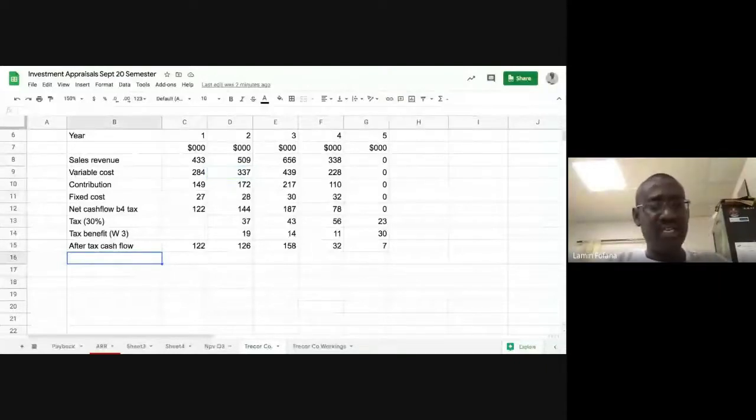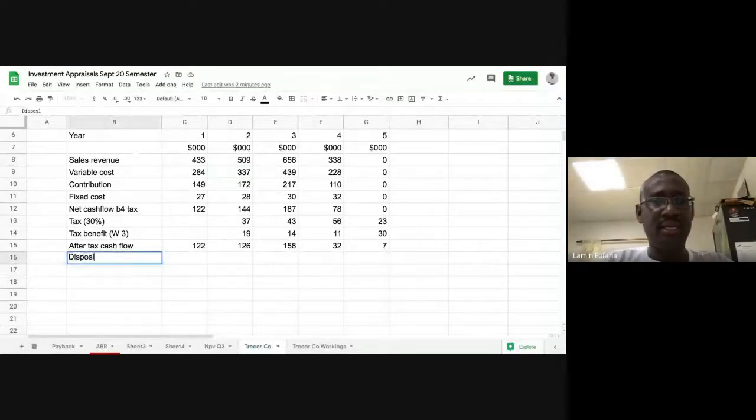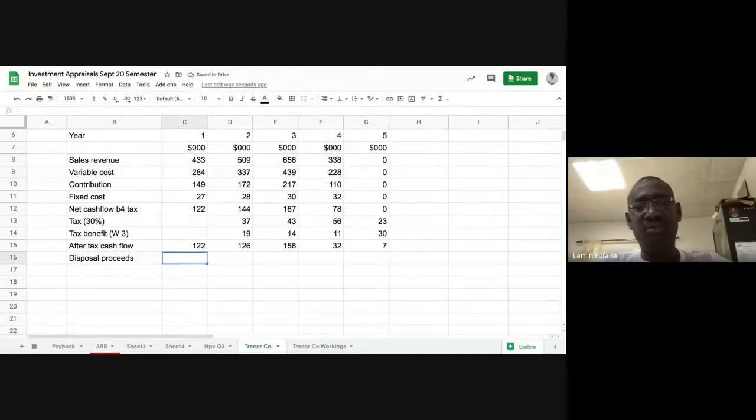Okay, so we say disposal proceeds, D-I-S-P-O-S-A-L, disposal proceeds, P-R-O-C-E-D-S. Good. So our disposal proceeds will be 0 in year 1, 0, 0, and it will be 5,000 in year 5, sorry, year 4. The disposal is taking place in year 4, isn't it?